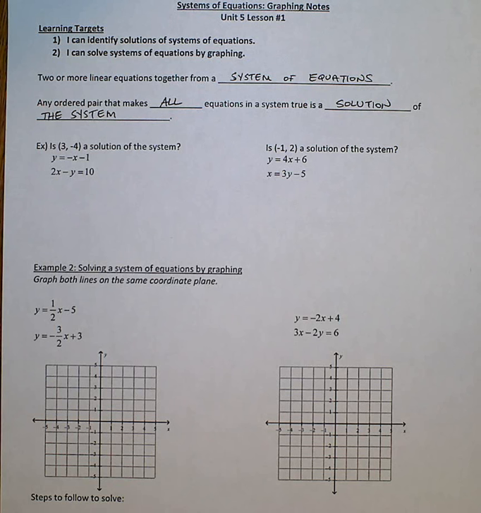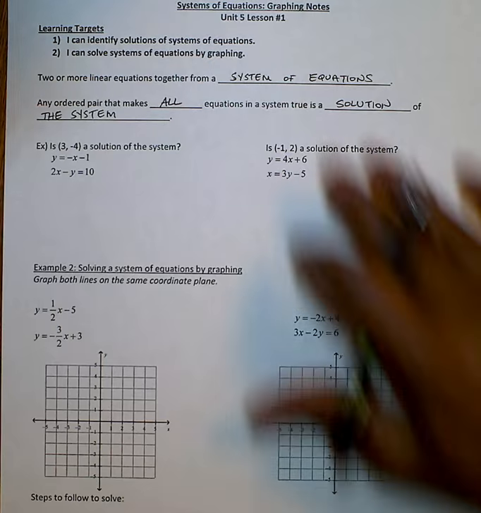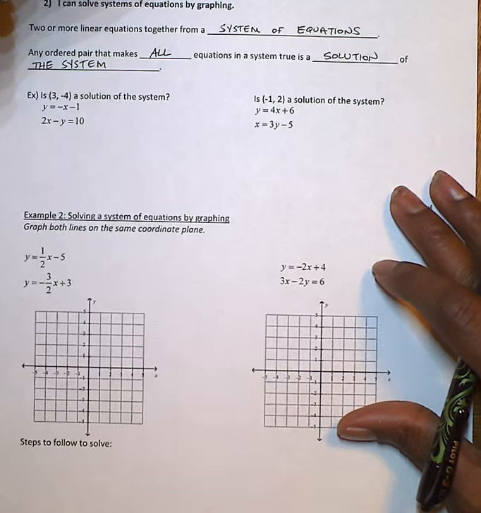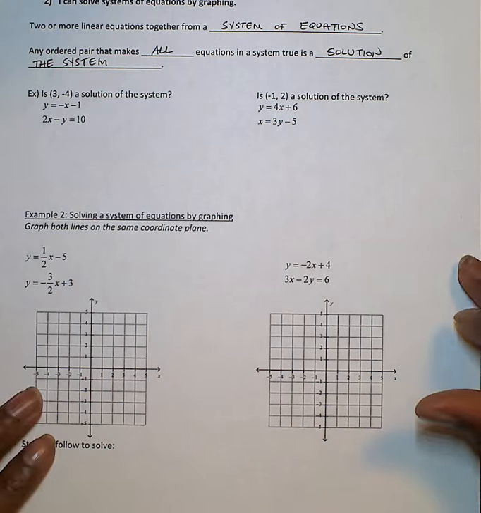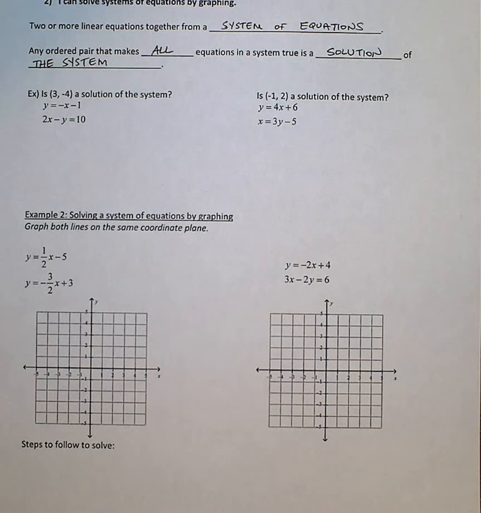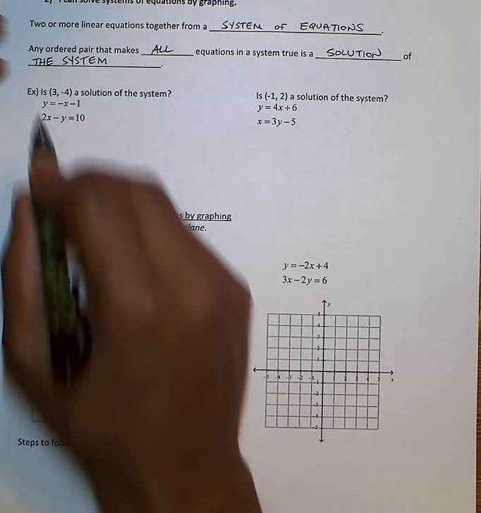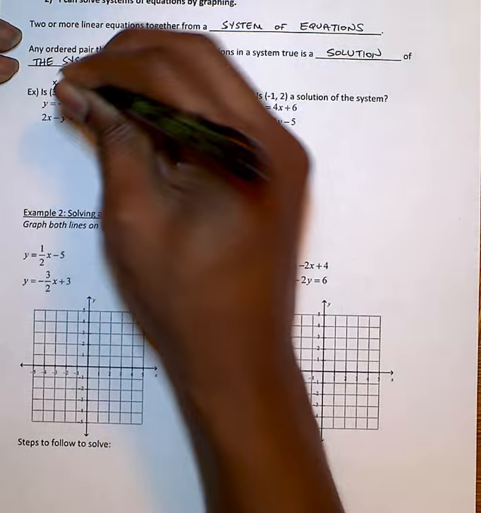Before we do that, we'll just make sure that we can identify what the solution of a system is. As it says up here, a solution of a system is just an ordered pair that makes all equations in the system true. So looking at this example, it says, is (3, -4) a solution of the system? Without learning how to solve by graphing at this point, we can just plug these values in and see, does it make both equations true? Remember, in the ordered pair, this is x, this is y.